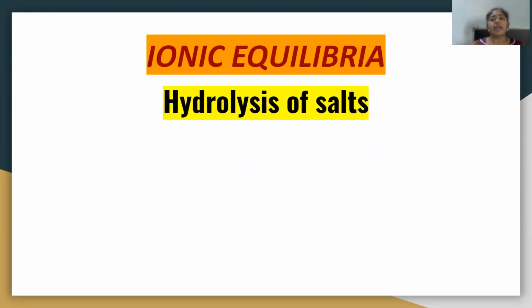Now, what do you mean by hydrolysis? In the earlier sessions, we understood that water undergoes ionization to a very little extent to form hydronium ions and hydroxyl ions. So when we add the salt to the water, what happens? The salt also will undergo ionization and it will form its constituent positive and negative ions, right?